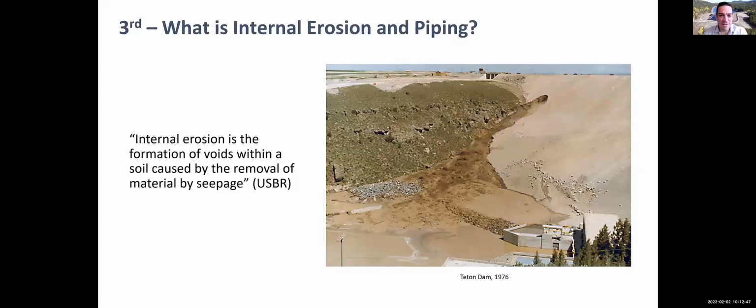So this is a photo of the Teton Dam. This is a very well-known case study of internal erosion. What I'm going to do here is just read what is internal erosion. Based on the USBR definition, internal erosion is the formation of voids within soil caused by the removal of material by seepage. So that's really what's happening. As water goes through your dam, it can erode and cause voids, and then it successively increases the seepage.